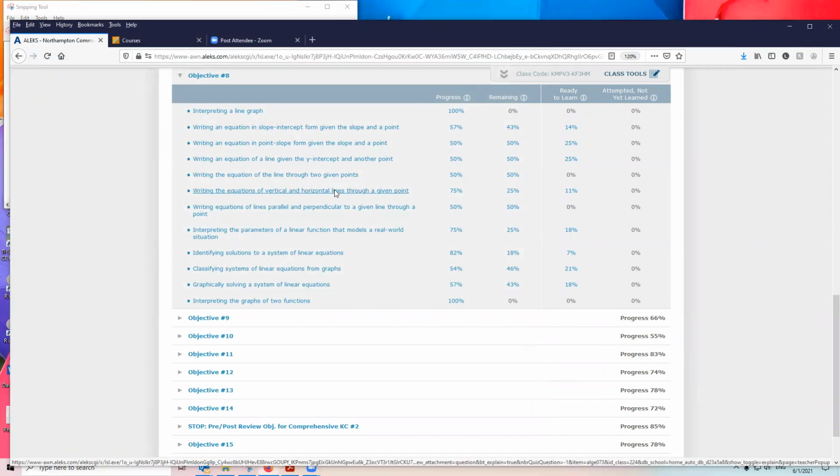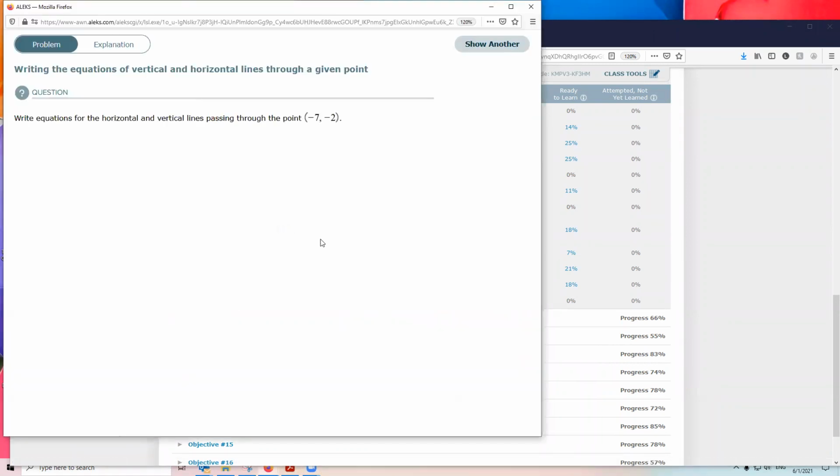How about we take a look at this one? It says write equations for horizontal and vertical lines passing through the point -7, -2. Well, I know a horizontal line is y equals some number. In the reference packet, they show it as k. K is just representing any number. A vertical line I know is x equals some number. I'm just going to put an empty box here because we don't know what these numbers are. We have to figure out the y values and x values.